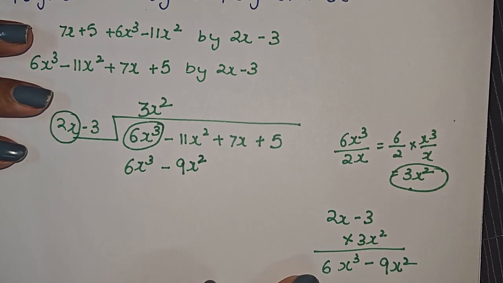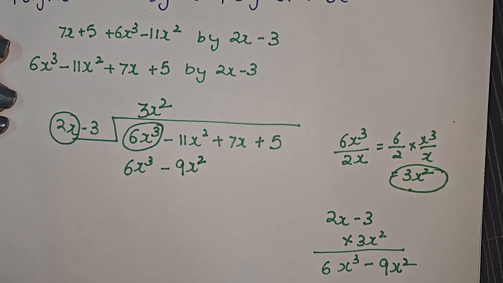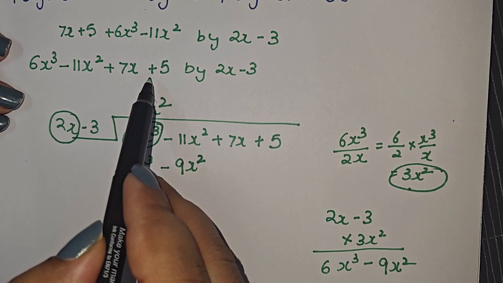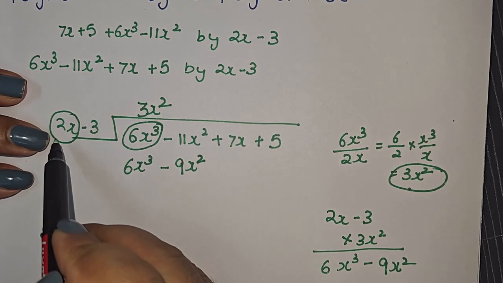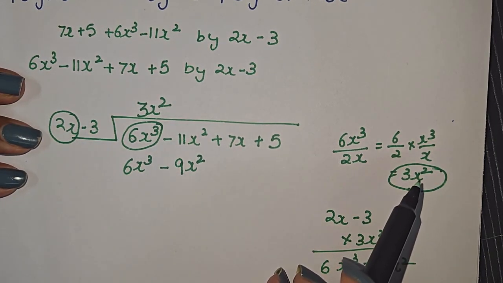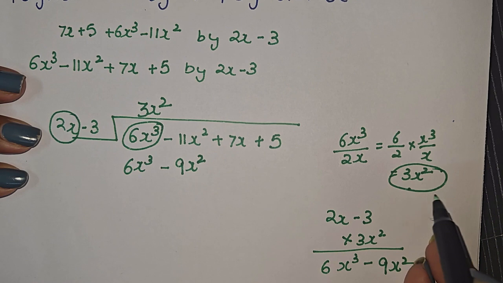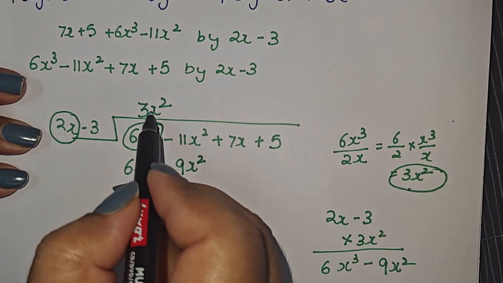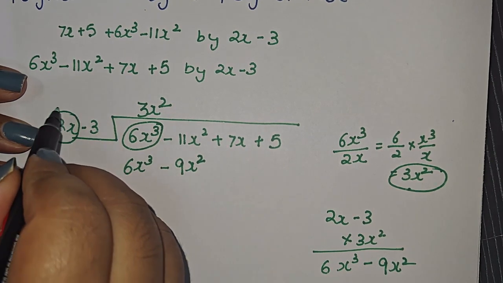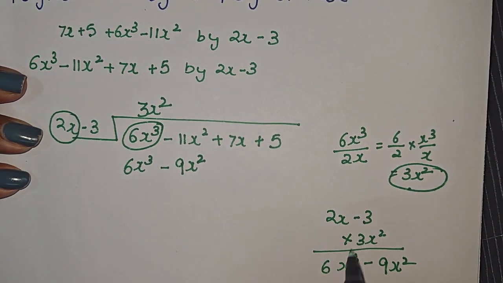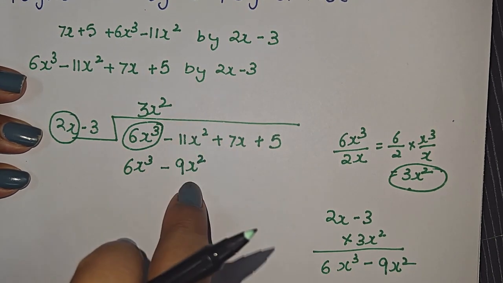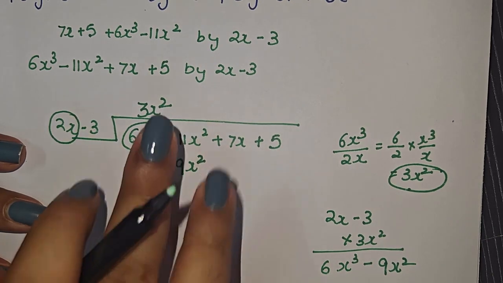So till now, let's revise. First of all, we have arranged them in the descending order of their power. Second, we have picked up the first term of both the divisor and the dividend and divided them, and we have got our first term, 3x^2. Then this 3x^2 has to be multiplied by the whole divisor, and we have placed the terms under their respective parts. Clear?